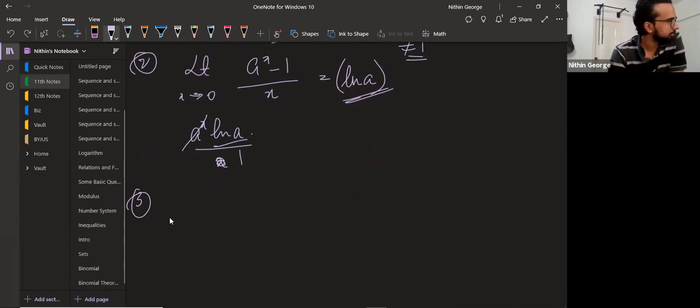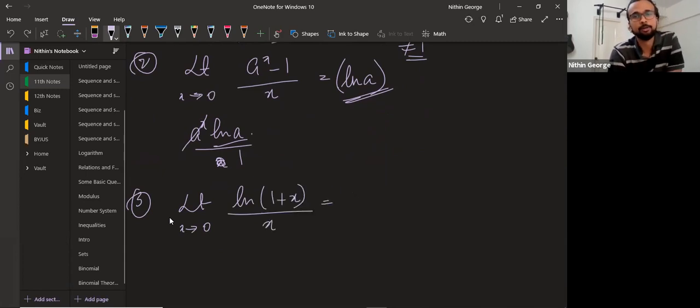So we get limit x tends to 0. I want you guys to be very familiar with all these formulas. They're very important from the JEE perspective. This also comes out to 1. Okay, sorry, ln of 1 plus x divided by x comes out to 1 here.